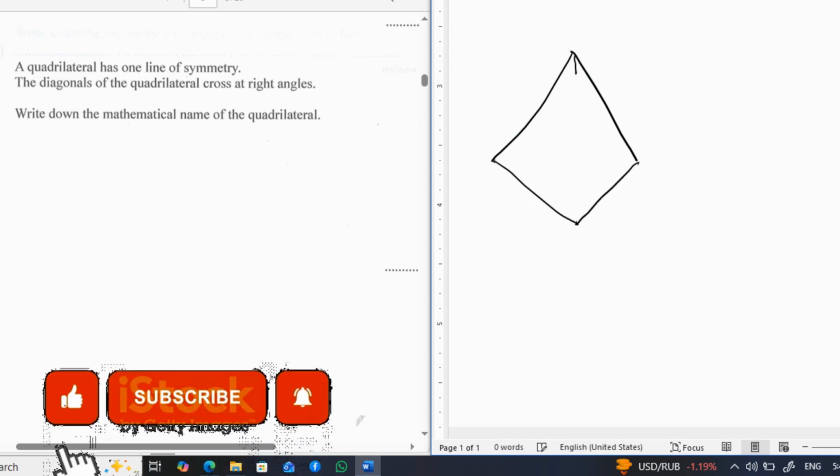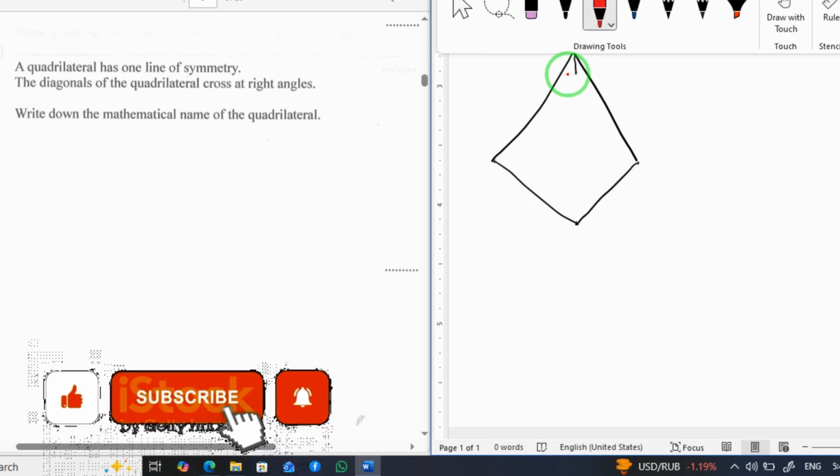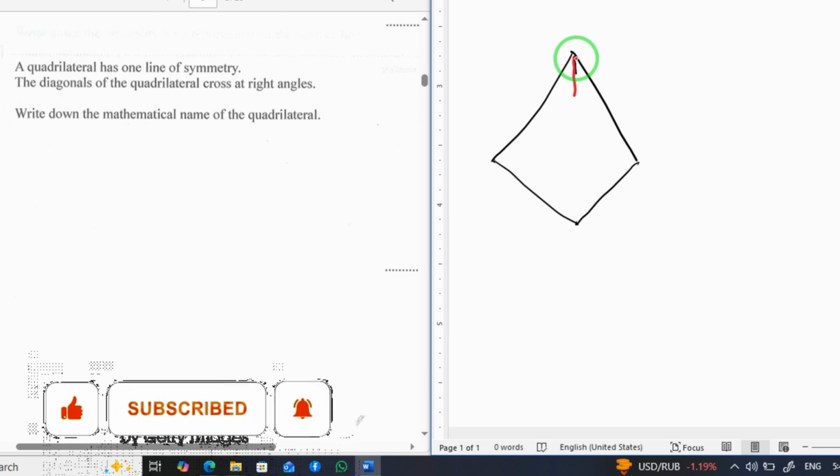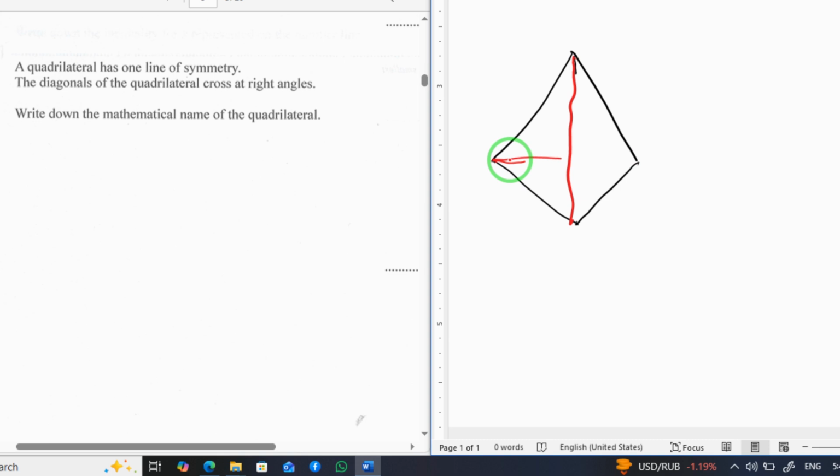This is actually one symmetry. I draw with a different color here, with red color. This is the symmetry, and this part is not the symmetry because it has only one symmetry line, and the diagonals actually intersect or cross at right angles. Here is all of them. Here is a right angle. Every four angles are actually right angles, or 90 degrees.